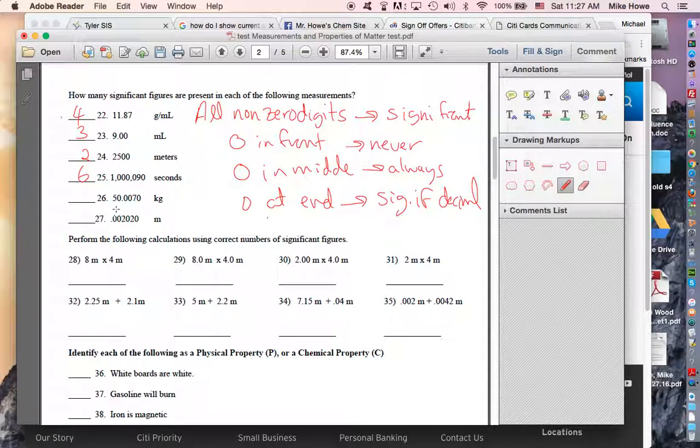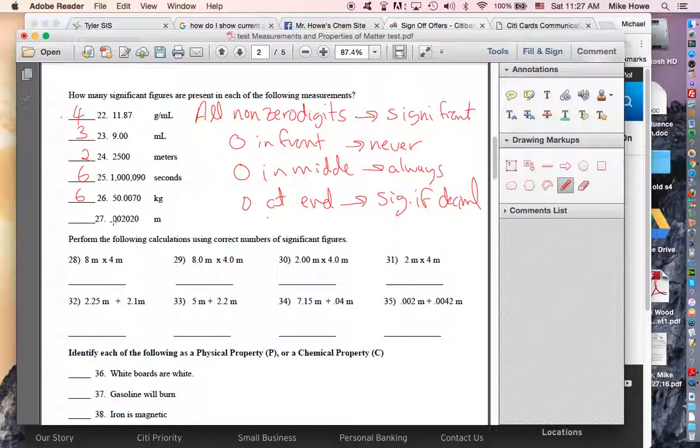Okay, here you've got a non-zero, a 0, a 0, a 0. So non-zero, yes. 0 in the middle, 0 in the middle, 0 in the middle, yes. Non-zero, yes. 0 at the end. Is there a decimal? Yes. So the 0 at the end is significant. So there'd be 6 significant figures in that number. 1, 2, 3, 4, 5, 6.